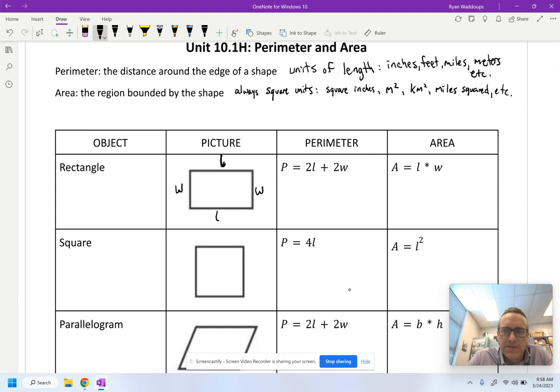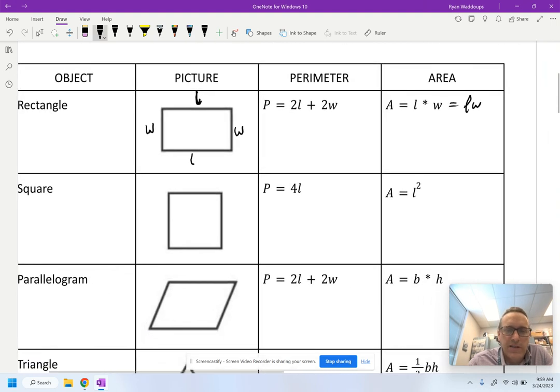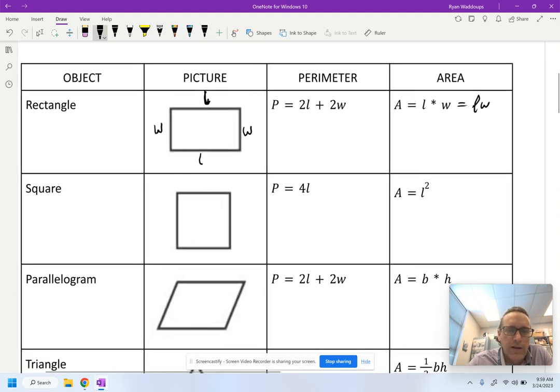And the area is the length times the width, also just written as LW, because when you have two variables written next to each other, that means that they're being multiplied. So a square, now here it says the perimeter is equal to 4L. So the length of the side is always the same. So L plus L plus L plus L is 4L.